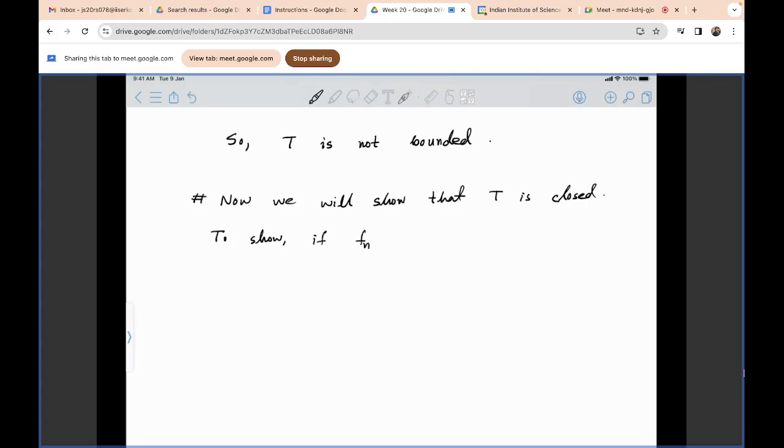To show: let Fn be a sequence in X, and suppose Fn converges to F in X and T Fn converges to G in L1, because T maps from X to L1. Then T of F equals G, that we have to show. So this means that T is closed. If Fn converges to F and T Fn converges to G, then T f should be equal to G. So this we have to show.